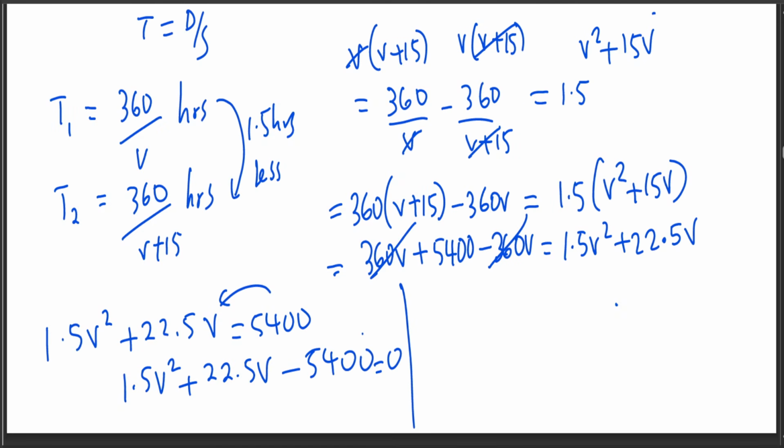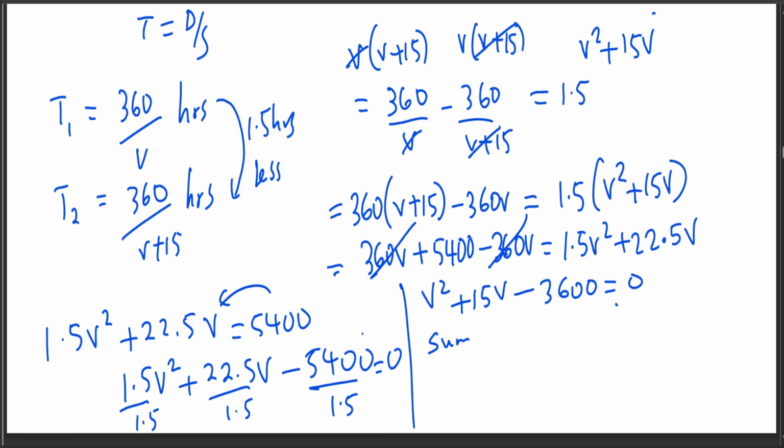5,400. I'm trying to prove something. Okay, now let's remove the 1.5 by dividing by 1.5, so that we can simplify the expression, and therefore you're going to get v squared plus 2.5 divided by 1.5 gives you plus 15v minus 5,400 divided by 1.5 is 3,600 is equal to 0. Now our sum is basically 15 because this is a quadratic equation now, and our product is negative 3,600.